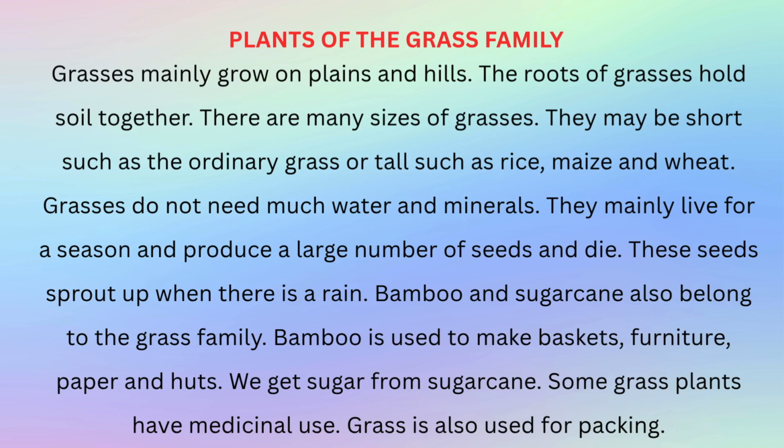Bamboo and sugarcane also belong to the grass family. Bamboo is used to make baskets, furniture, paper and huts. We get sugar from sugarcane. Some grass plants have medicinal use. Grass is also used for packing.